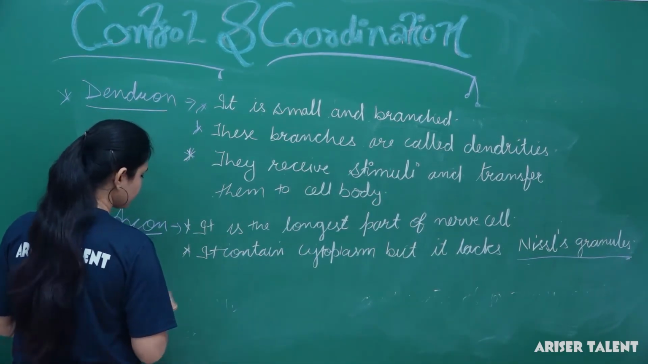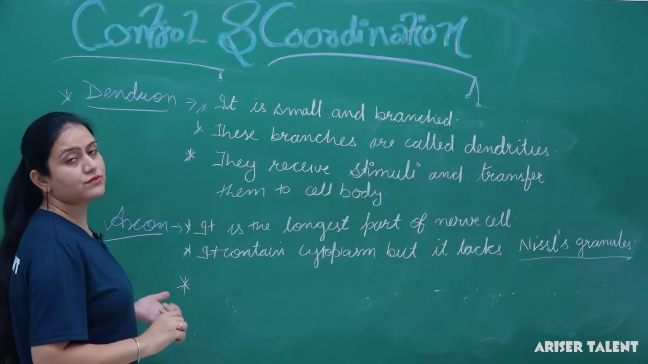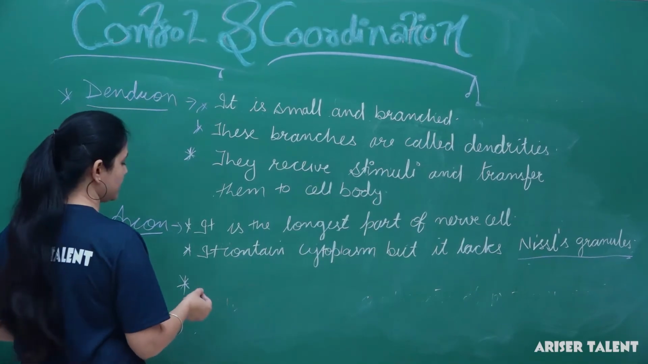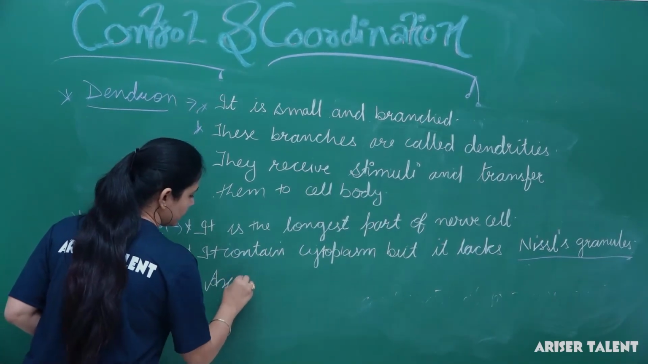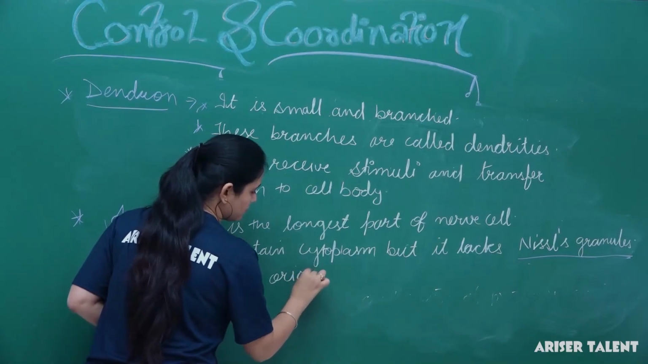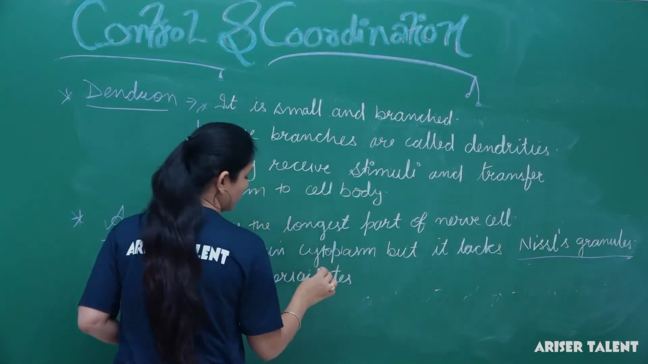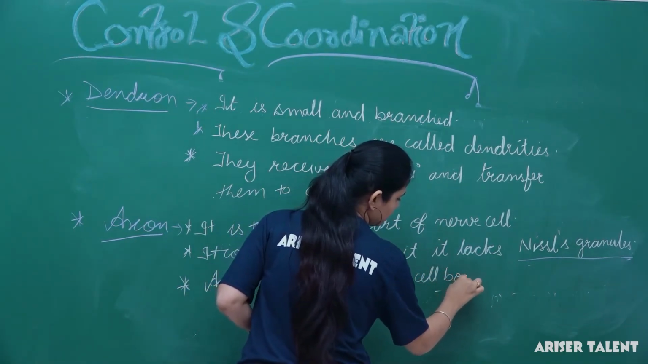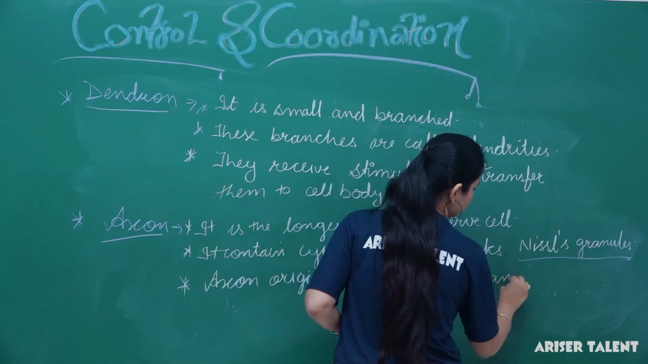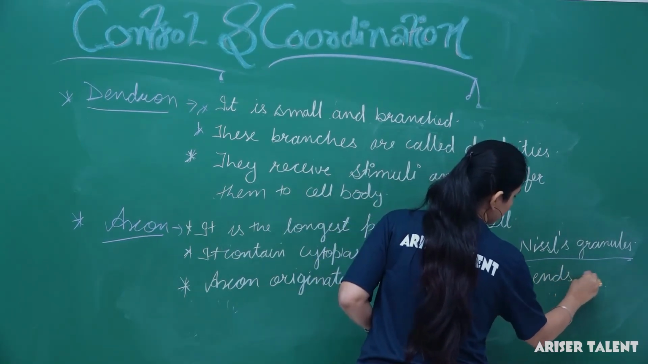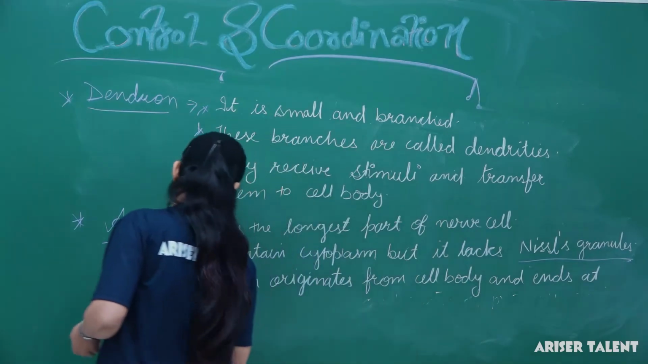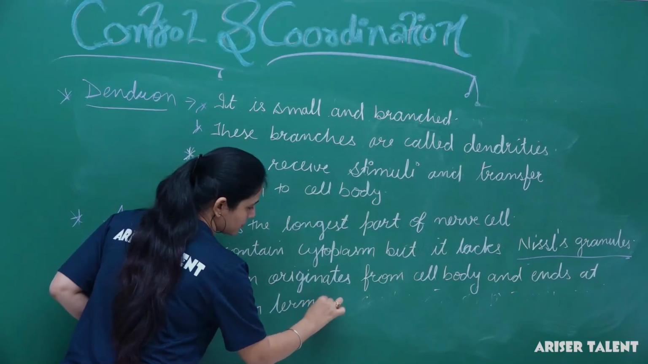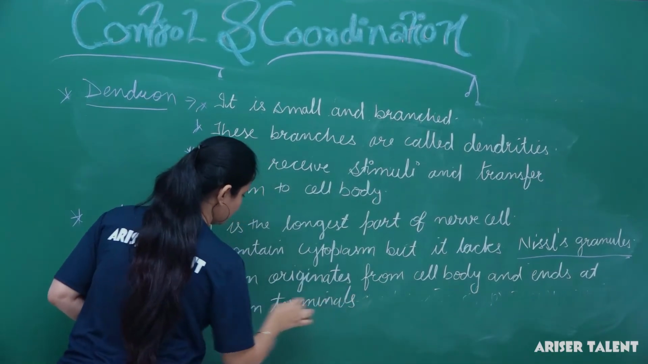Next is, generally it originates from the cell body and goes and ends at the axon terminal. Axon originates from the cell body and ends at axon terminals. Okay.